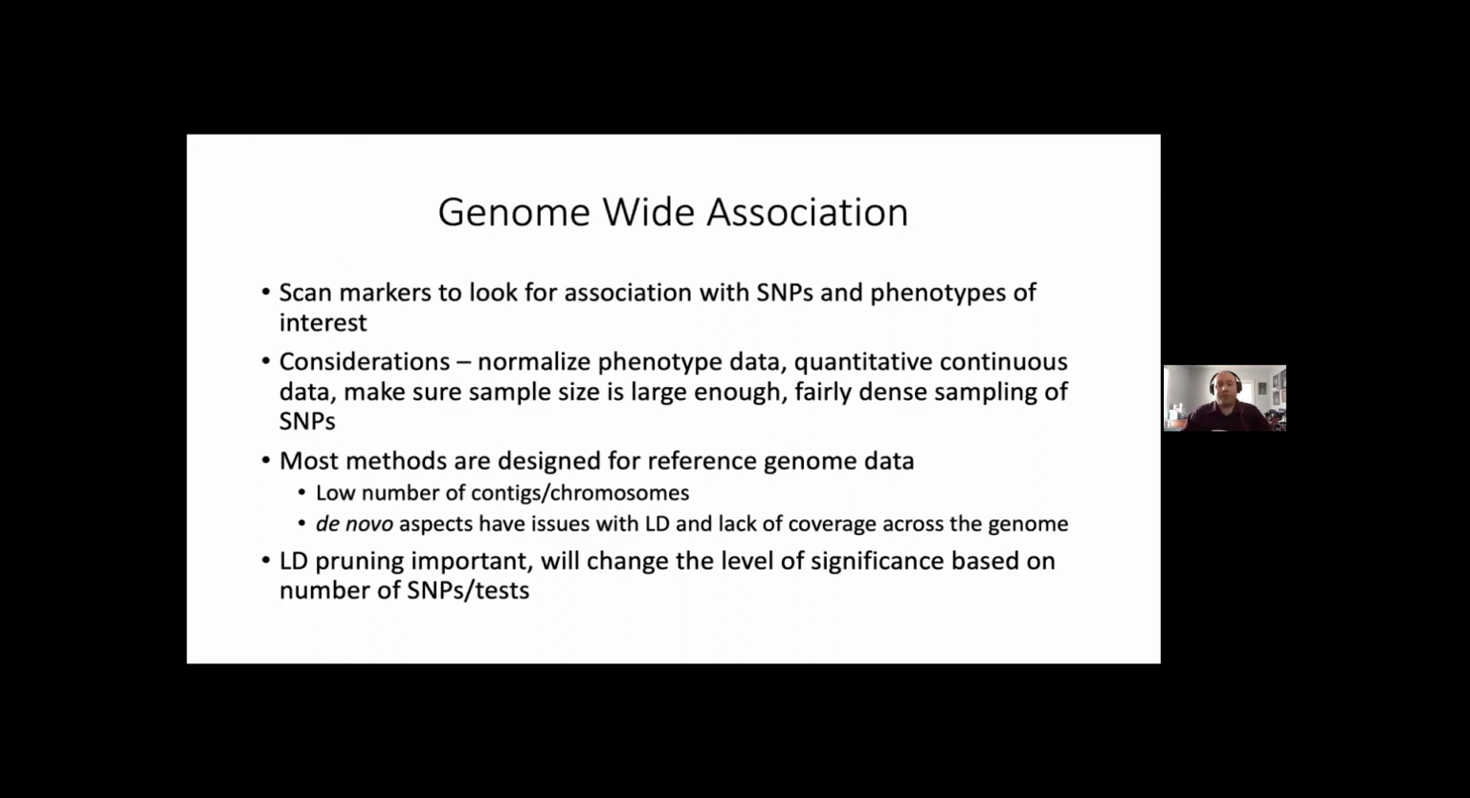There are some ways that you can maybe use it for qualitative data, but those don't have as much power. Make sure your sample size is large enough and you have a fairly dense sampling of SNPs. Not really talking about millions of SNPs, but you want to make sure that your SNP sampling fairly well covers the genome. And then most of these methods are designed for reference genome data, so you have a low number of contigs or chromosomes. Some of these you can use de novo, but then there are also issues with linkage disequilibrium and lack of coverage. And pruning for LD is important. It makes the run more efficient, and it changes the number of SNPs or number of tests that you're doing, which changes your level of significance for where your value is.